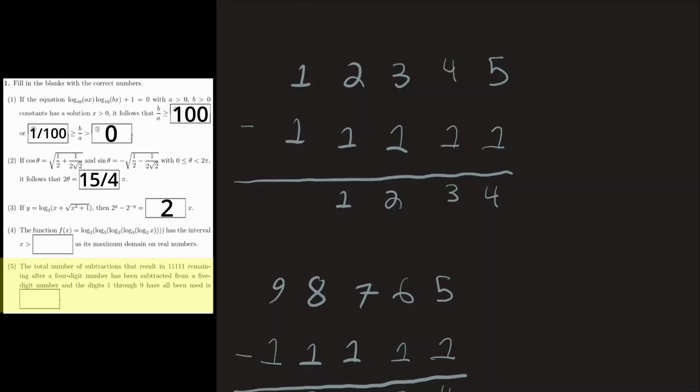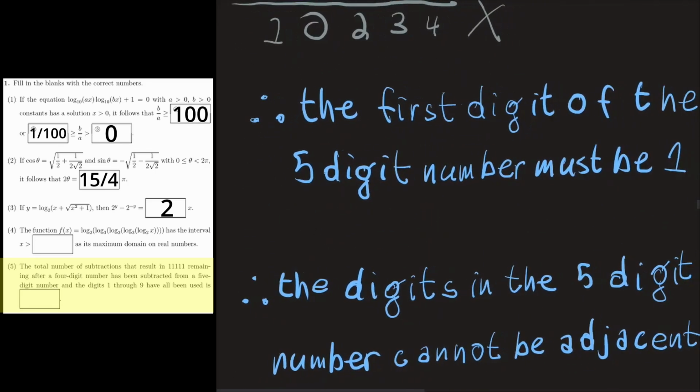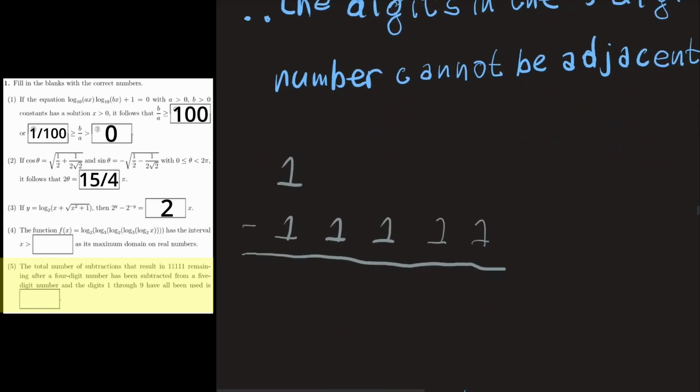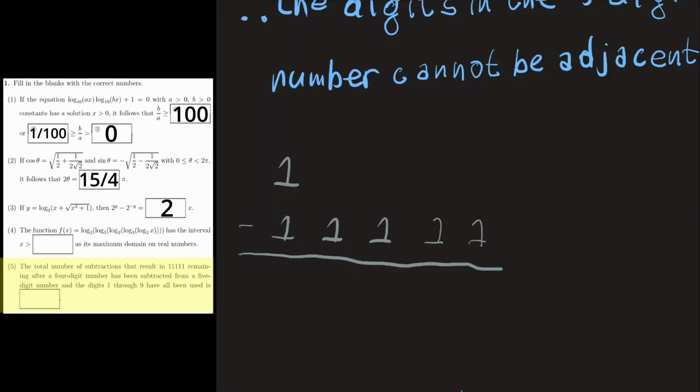So basically, more generally, what this means is that the digits in the 5-digit number cannot be adjacent to each other. So if we have a 1 in our 5-digit number, which we established we must, then we cannot have a 2. Actually, let me write this out to make it a bit more clear.